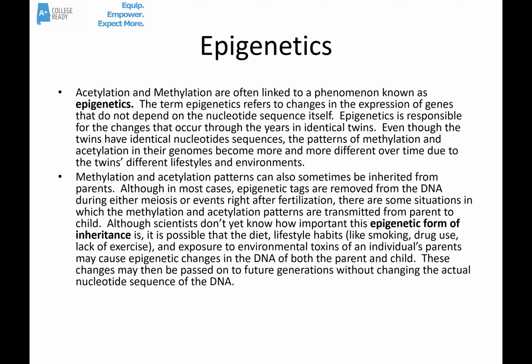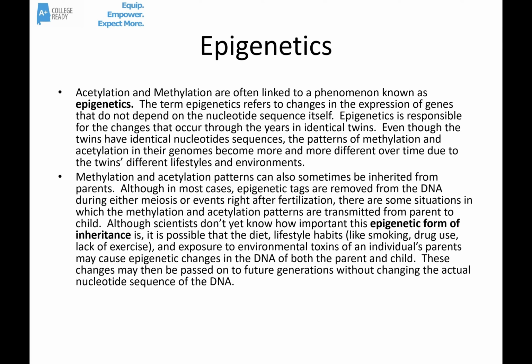Because they're living maybe in different places, they have different lifestyles, they live in different environments, the methyl tags and the acetyl tags that are added to their DNA become more and more different across time. It turns out that methylation and acetylation patterns can also sometimes be inherited from the parents. In most cases, these epigenetic tags are removed from the DNA during either meiosis or right after fertilization.